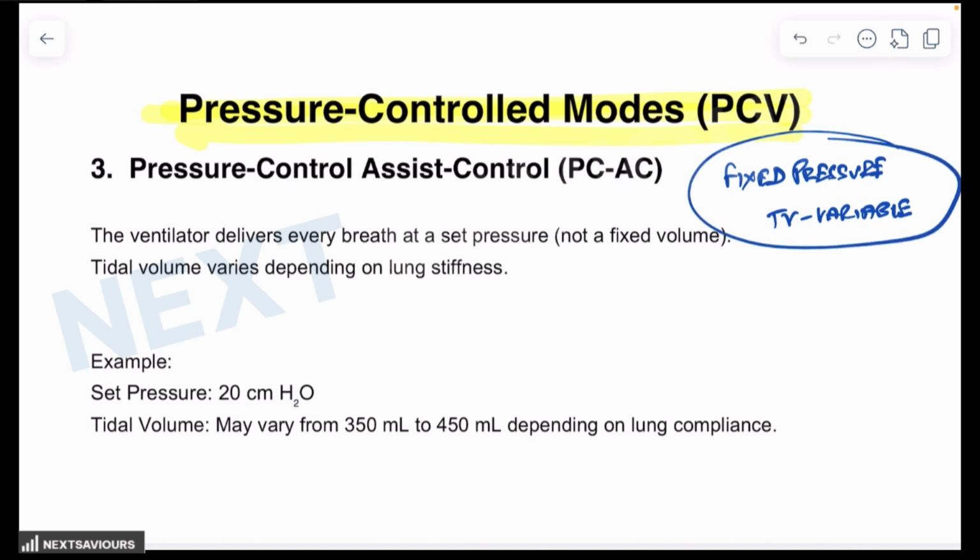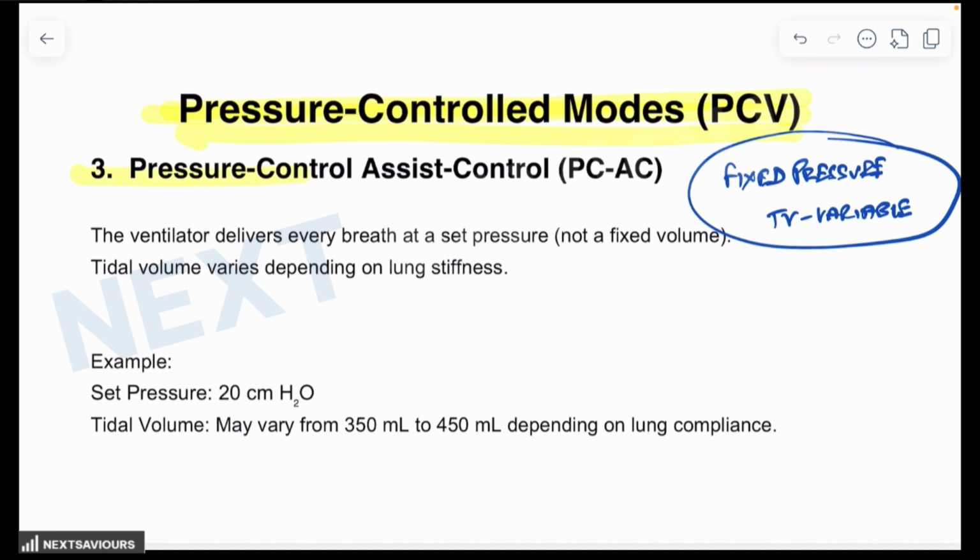lung compliance. So obviously, what are the benefits over here? It prevents barotrauma. It is responsible for improving the recruitment of the lungs. And it is particularly useful in cases where there is decreased lung compliance like ARDS, COVID-19, the neonate. Now, these pressure control modes are further divided into two types.